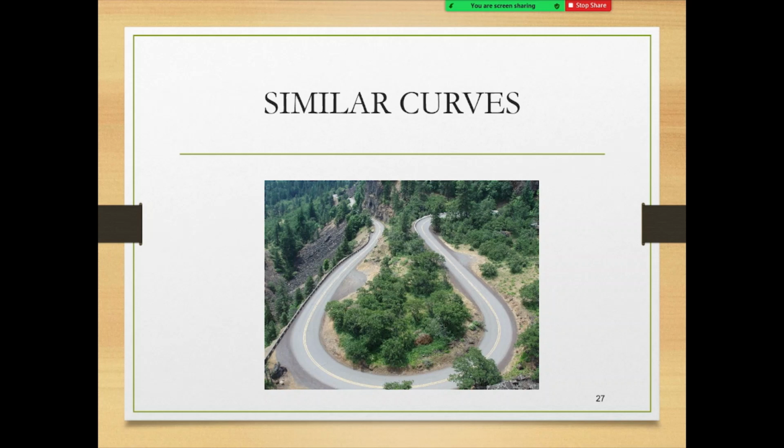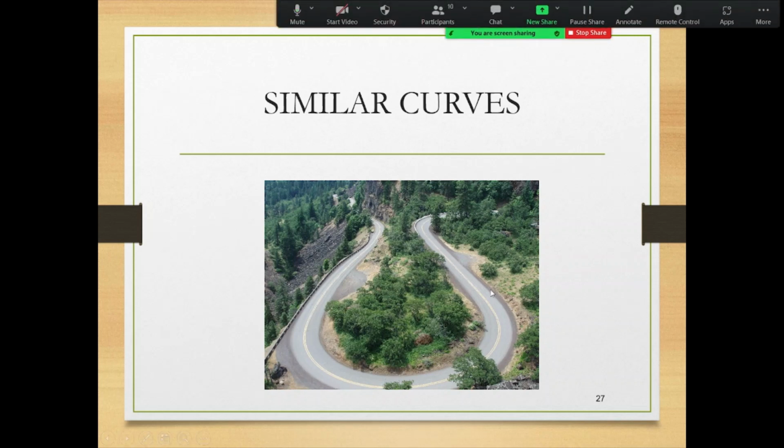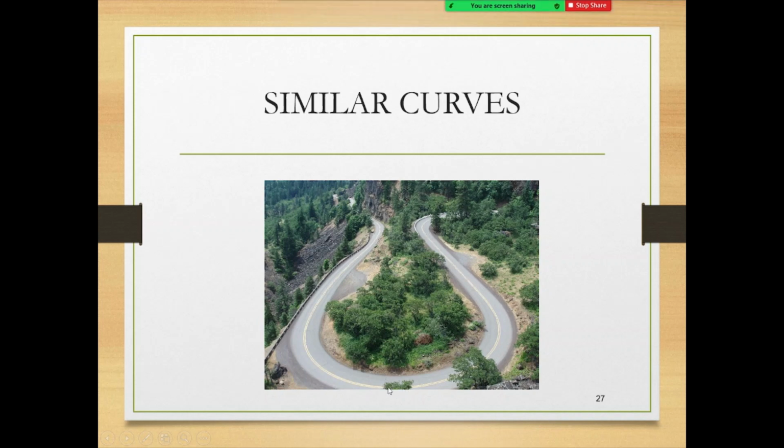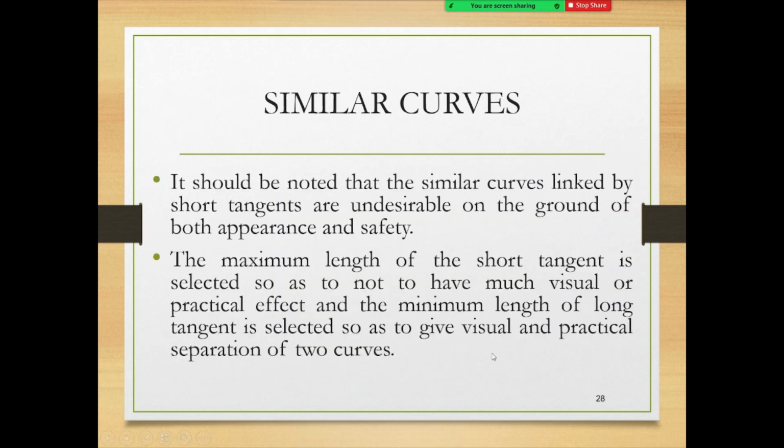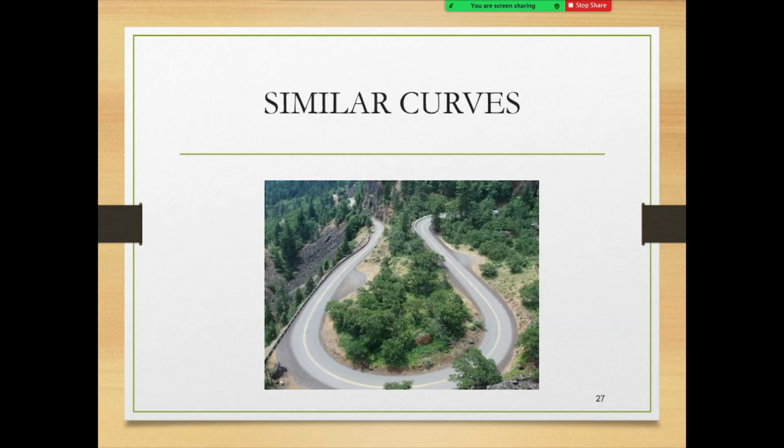And then the similar curve: there are two curves in a similar direction, and here there is a very small tangent. It should be noted that similar curves linked by short tangents are undesirable. Remember, such kind of a road is undesirable. Instead, what we could do is have one curve instead of two curves connected by a small tangent. Can you see the vegetation here? In this vegetation line, it is a small straight.